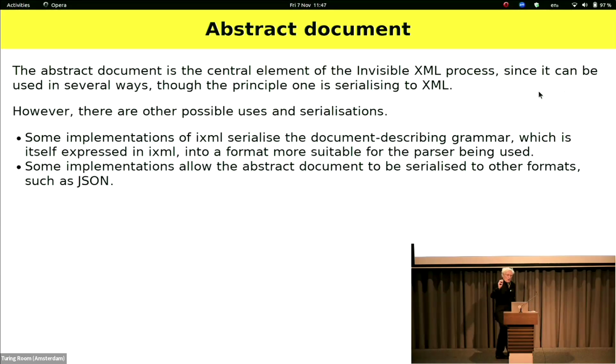So the abstract document is the central element, the most important part of the Invisible XML process, since it can be used in lots of different ways. The principal one, of course, is serializing to XML, but there are other possible uses and serializations. For instance, some implementations, at least two of them, serialize the grammar, which is written in ixml but expressed in ixml, into a format more suitable for the parser being used. And some implementations allow the abstract document to be serialized into other formats, such as JSON.